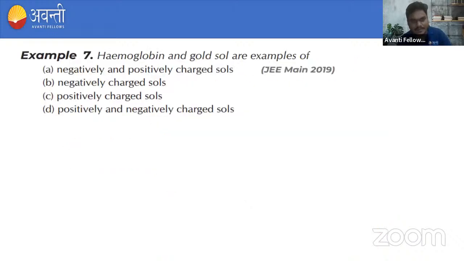Clear? Now, let's see some examples and thereafter we're going to solve some numerical related questions, right? So the first thing: hemoglobin and gold sol are the examples of. So you need to calculate, hemoglobin and gold sol are the examples of. Quickly, fast.